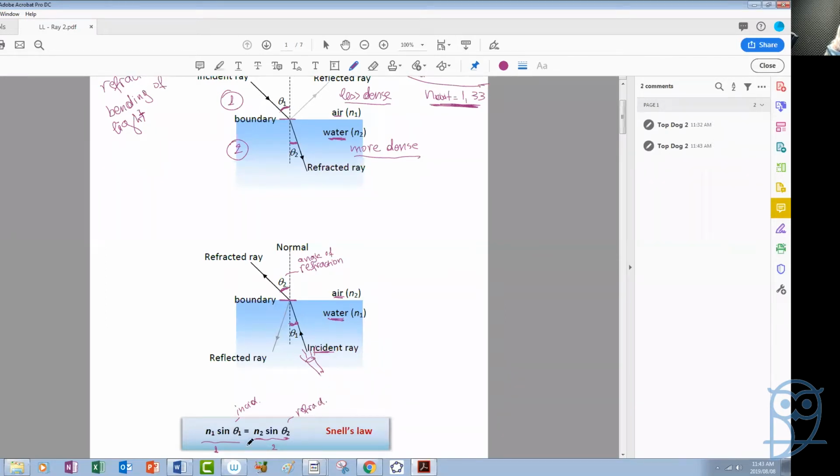When we apply Snell's law, we have one index of refraction, one angle of incidence, a second index of refraction, and a second angle, which is the angle of refraction. We have four variables: 1, 2, 3, 4. If we know 3 out of these 4 variables, we can find the fourth. Therefore, we can use Snell's law in problems to find unknown indices of refraction or unknown angles, whether incidence or refraction angles.